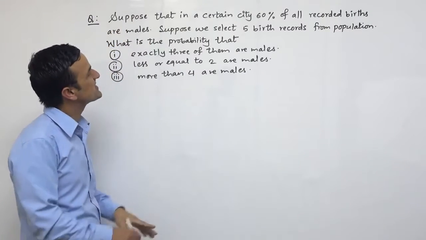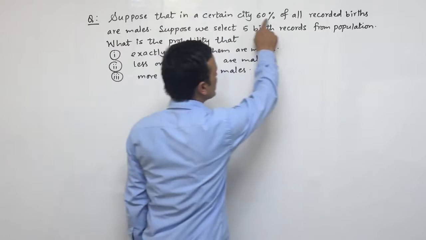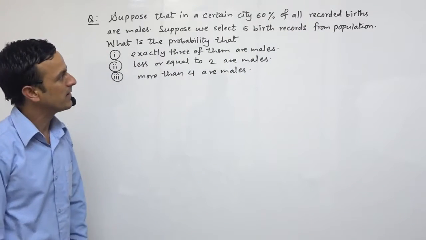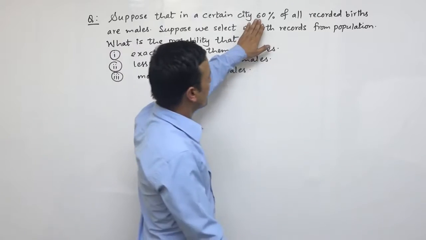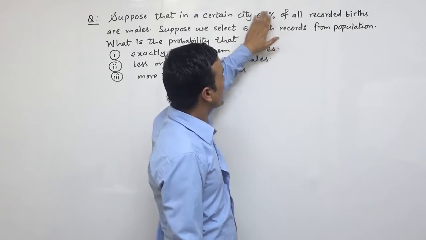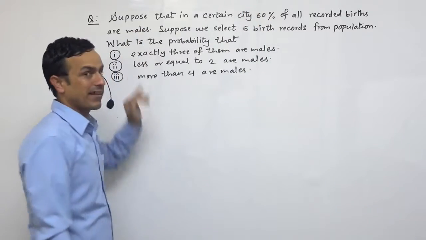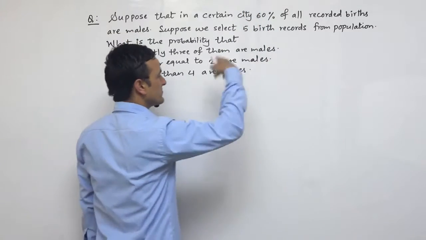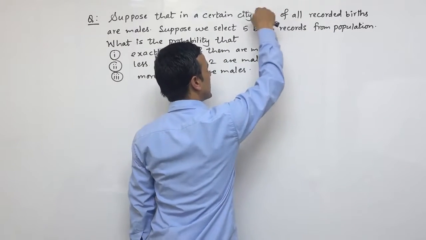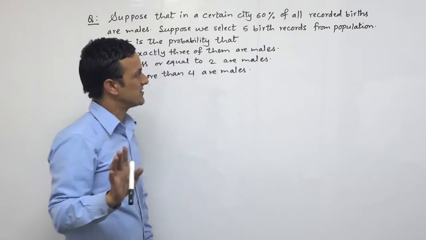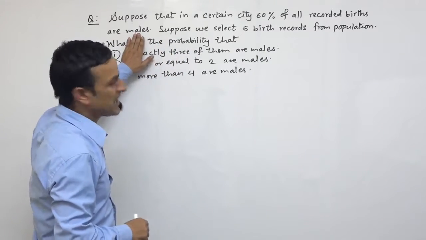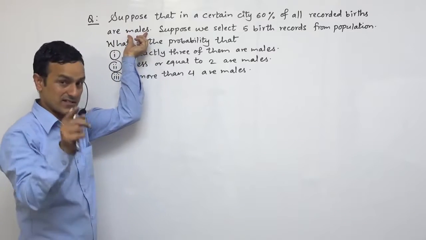The question is, suppose that in a certain city 60% of all recorded births are male. So out of 100 birth records, 60 are male and 40 are girls. In the birth record, out of 100 births, 60 are male records and the remaining 40 are girls. But we are not concerned with girls; since male is given here, male is a success.